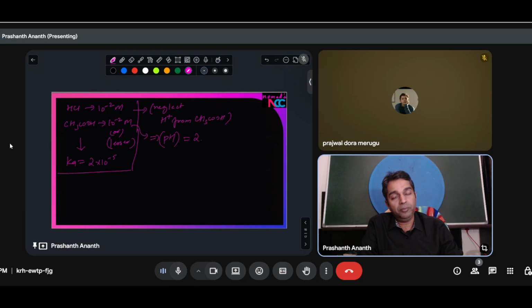We can directly proceed on and finish off this. Why? Because alpha in this case is going to be very low, because there is a huge amount of H plus already. So we can neglect alpha completely from H plus concentration point of view also. pH becomes equal to 2.